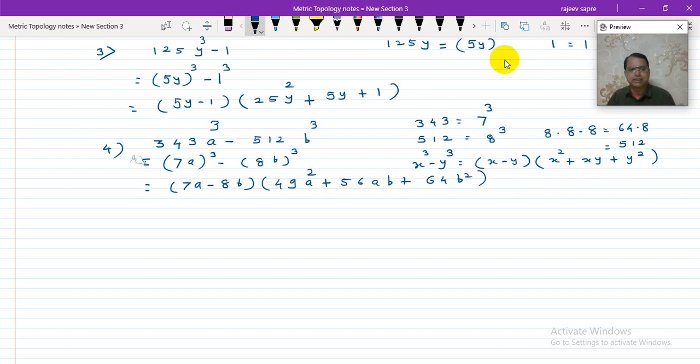So this is the factorization. See, you are replacing in this formula x by 7a and y by 8b. So x minus y becomes 7a minus 8b.